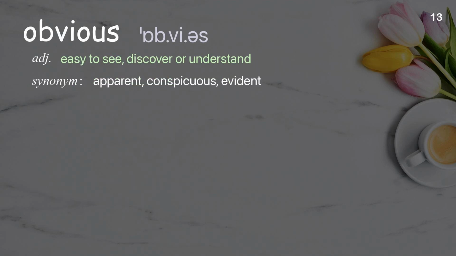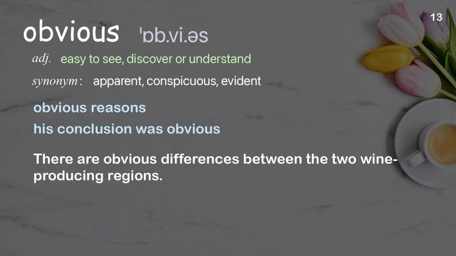Obvious. Easy to see, discover, or understand. Examples: obvious reasons. His conclusion was obvious. There are obvious differences between the two wine-producing regions.